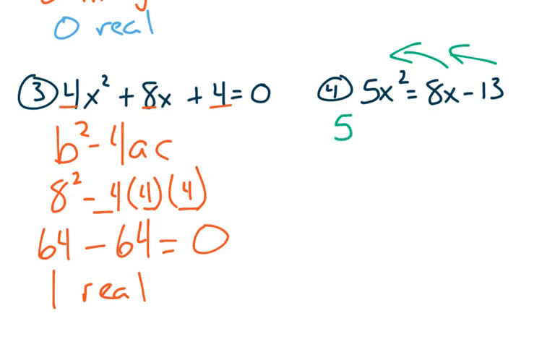So I'm going to move the 8x and the 13 over. So 5x squared minus 8x plus 13 equals 0. And then we can go from there. It's the same problem. Here's A, here's B, here's C.